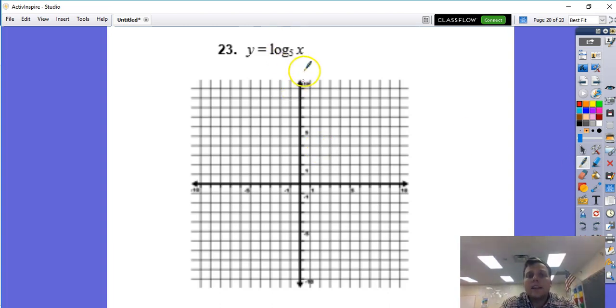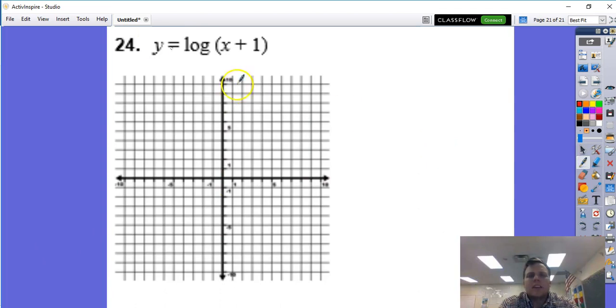So that means I have a vertical asymptote at x equals 0. There's no transformations, so that vertical asymptote will just stay on the line x equals 0. That's my vertical asymptote. Then I go through the crossing point of (1, 0). And the base is 5, that's bigger than 1. So this is a logarithmic growth, so it's just going to look something like that. And there you go.